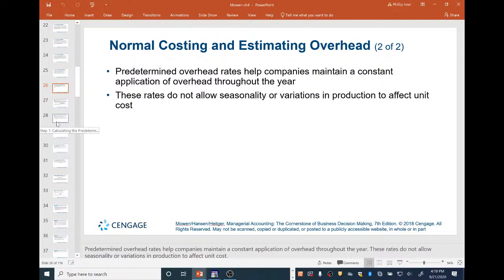Predetermined overhead rates help companies maintain a constant application of overhead throughout the year, and these rates do not allow seasonality or variations in production to affect unit costs. So once again, those are the spikes we were talking about, the seasonal spikes around Christmas or around the summer when people were traveling a lot, stuff like that.